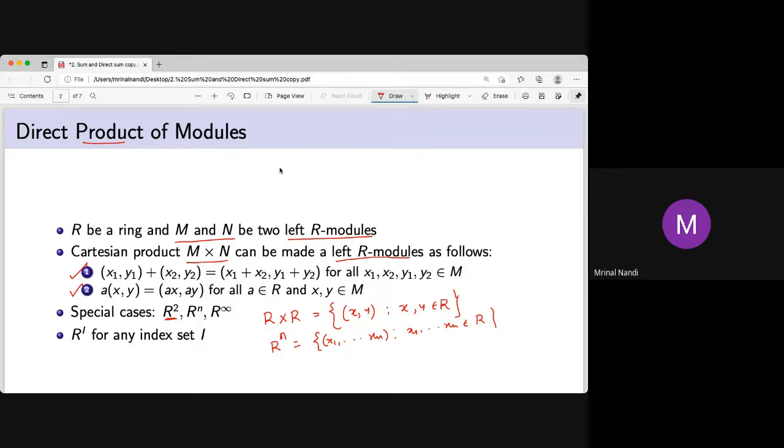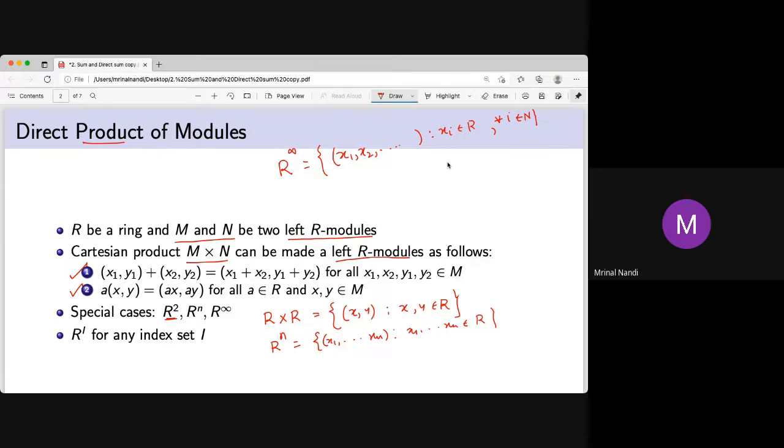Now the question is, what is R to the infinity? There is a little bit of confusion. R to the power infinity is basically the set of all sequences. It does not terminate. It is a sequence such that every xi is in R for all i belonging to the natural numbers. Zero is not there. So this is R to the power infinity by definition: the set of all sequences.